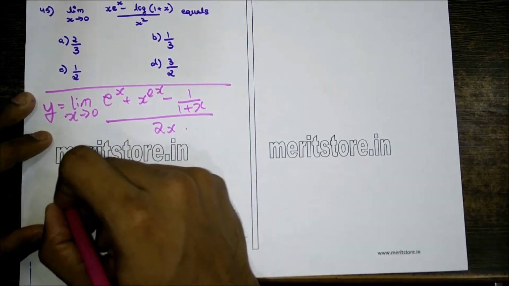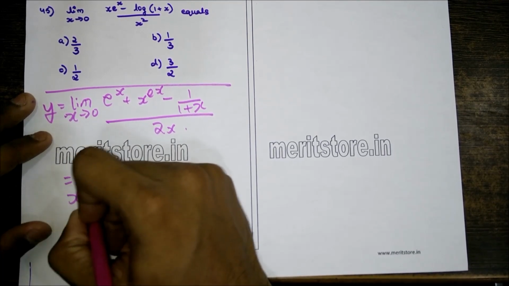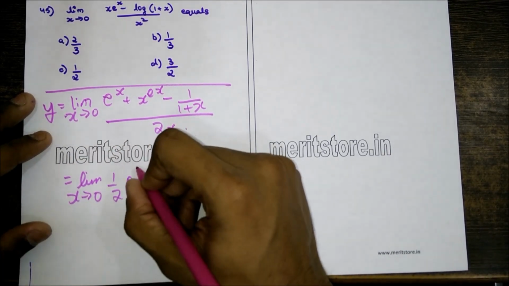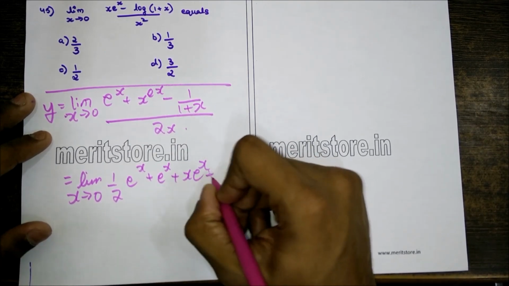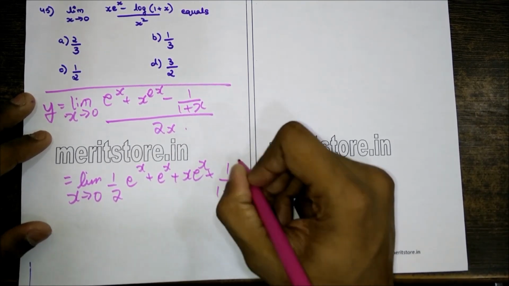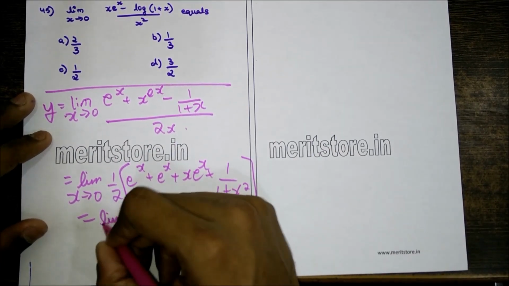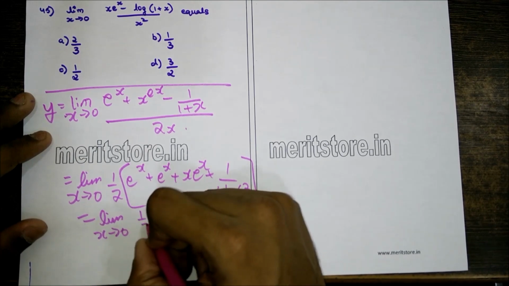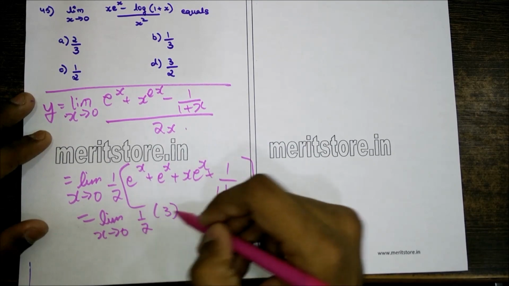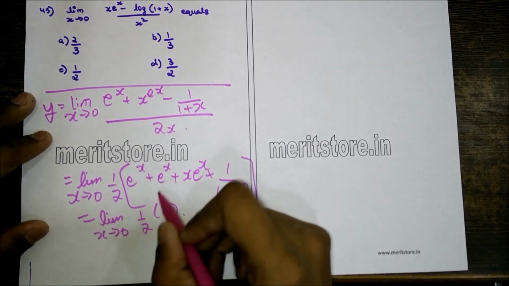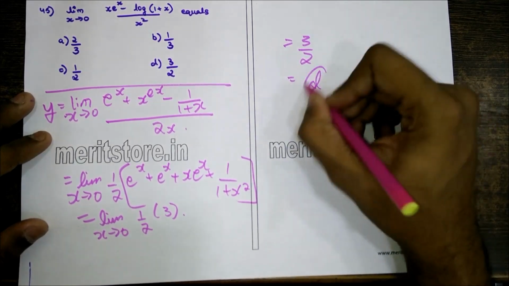This also is in 0 by 0 form, and therefore we get limit of x tends to 0, 1 by 2 into (e raised to x plus e raised to x plus x into e raised to x plus 1 by (1 plus x) square). That is equal to limit of x tends to 0, 1 by 2 into 3, and applying the limit of x tends to 0, there is no x term. These constant factors come out, giving us only 3 by 2, which is option D.